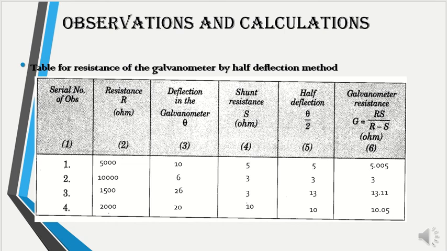This is the resistance we have given, and the deflection shown by the galvanometer is given like this. Shunt resistance means the small resistance, less resistance we have provided. Half deflection is the deflection in the galvanometer divided by 2, and the formula for the resistance of the galvanometer is given by G = R·S divided by (R minus S).